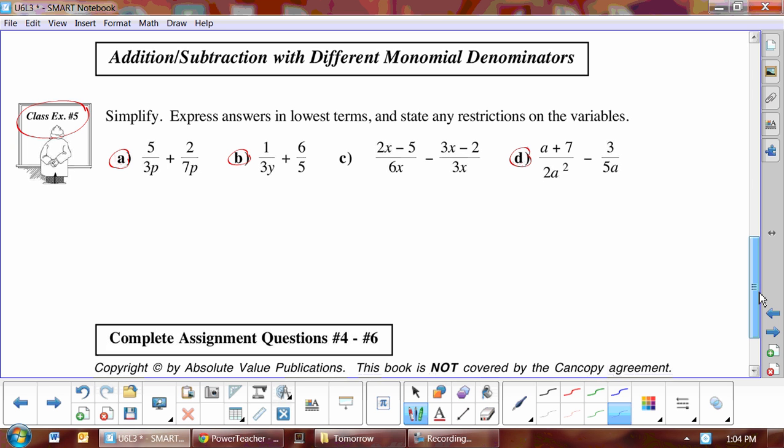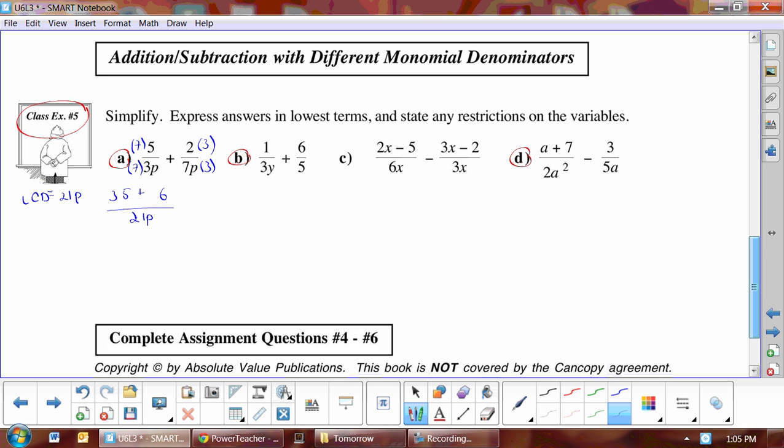So you can see that these questions as we get going are a little bit more complicated each time. This time our denominators aren't the same in both. So this is where we have to ask, what is our LCD? 21p. Perfect. Both the top and the bottom get multiplied by the same thing to get that. And then we go, okay, so that's 35 plus 6 over 21p.